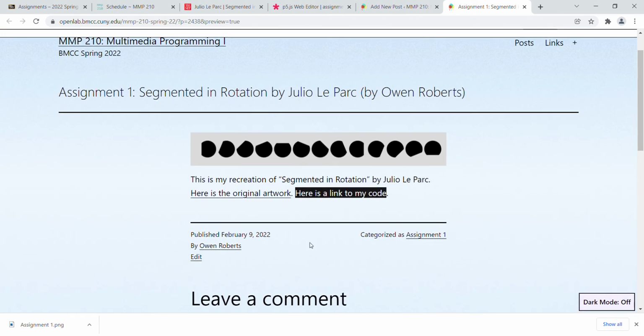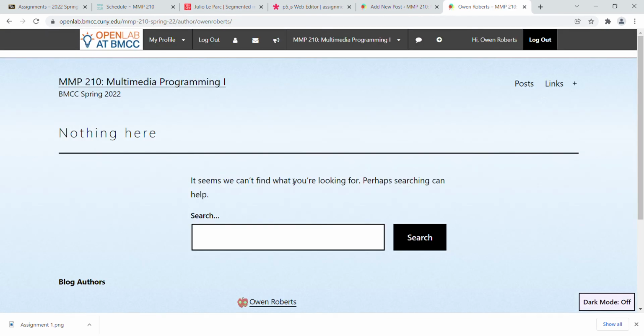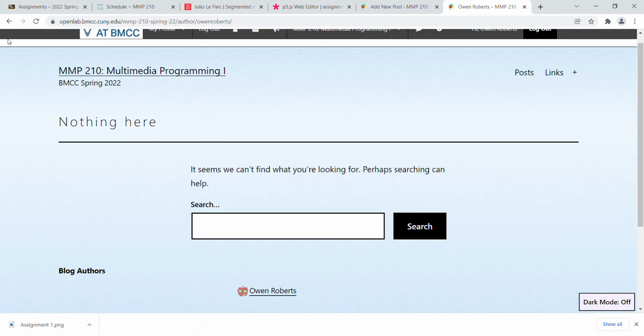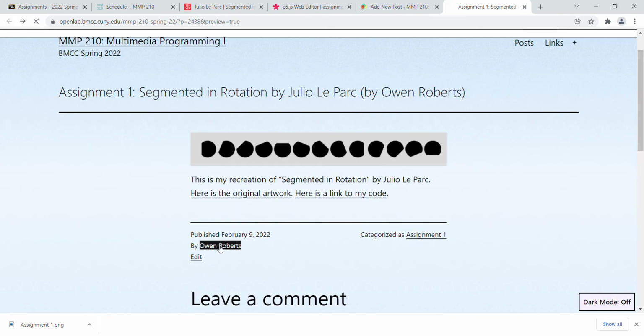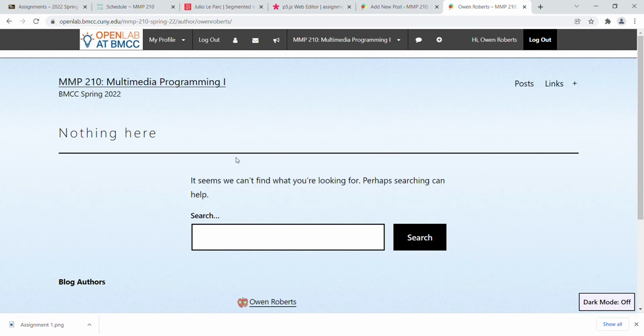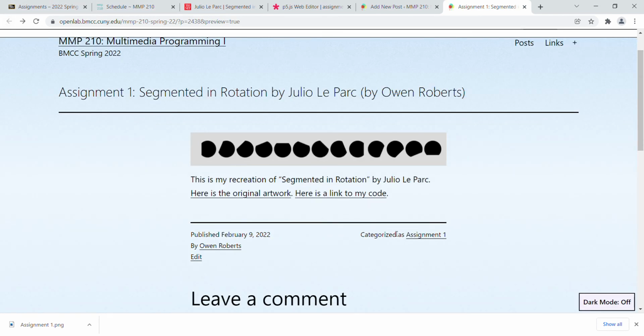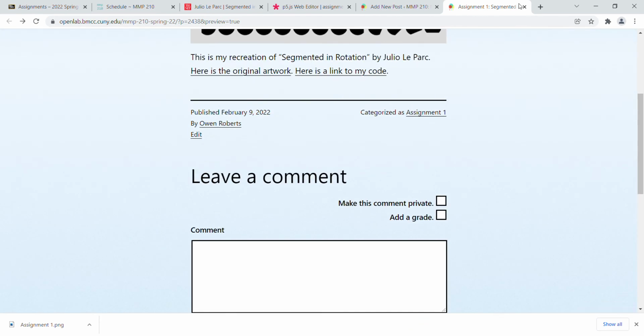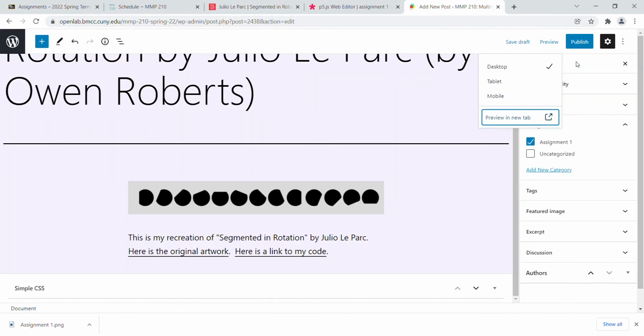The nice thing about this is now there's also my author page, which doesn't seem to work. I don't know why. I'll have to figure that out. But theoretically, if I click on my author page, it should show everything that I've posted. Oh, it's not there because I haven't published this yet. It's still just a draft. That's why it's not there. And there's also categories for the assignments, so we can also look at all the assignments in a group. So let's publish this, and then I'll be able to see it.